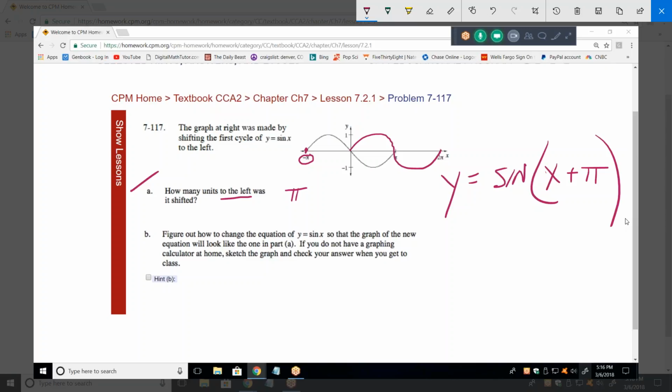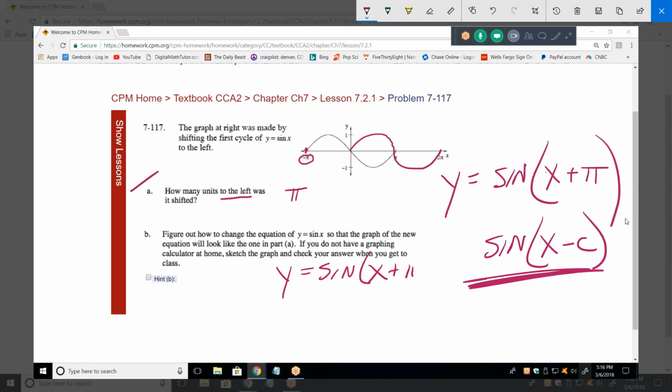If I am shifting to the right, then it's going to be sine of x minus c. If I was shifting c units to the right, this is the form it would be in. Since I am shifting pi units to the left, that changes the sign to a plus instead of a minus, and c becomes pi, the amount that we shifted. So this one's rather easy. Y equals sine of x plus pi, because it has to fit that format. When you shift to the right, it's minus that amount. When you shift to the left, it's plus that amount.